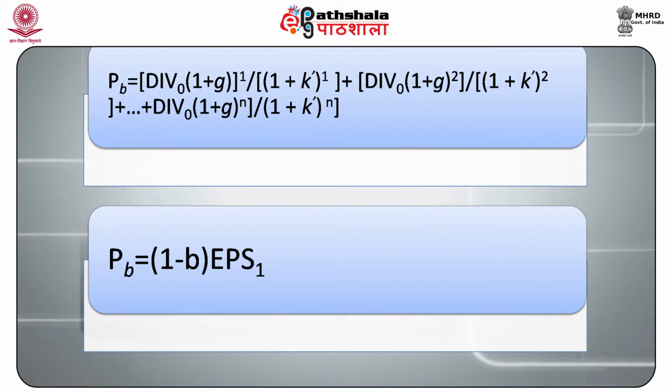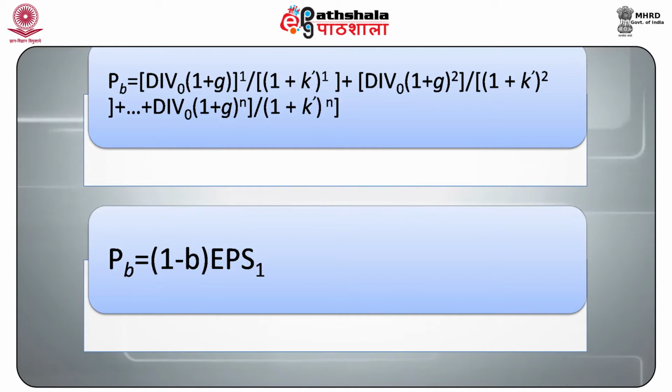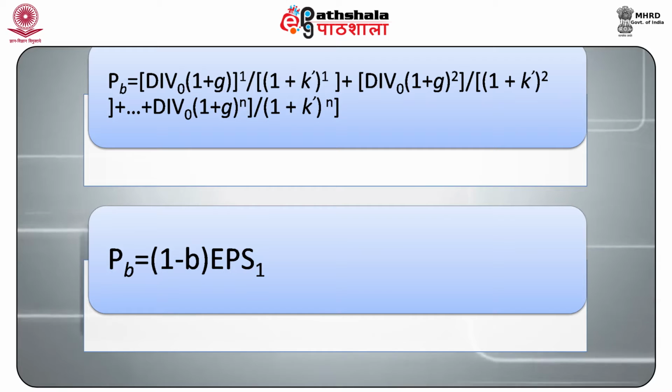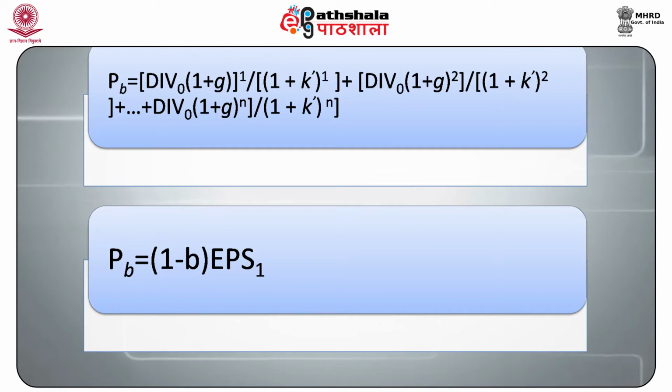If we discount the dividend stream at a uniform rate k, which is the weighted average of Kt, the value of Pb will be Pb equals D0 into (1+g) divided by (1+k̄) plus D0 into (1+g) squared divided by (1+k̄) squared and so on, plus D0 into (1+g) to the power n divided by (1+k̄) to the power n. Here k̄ minus g equals br.